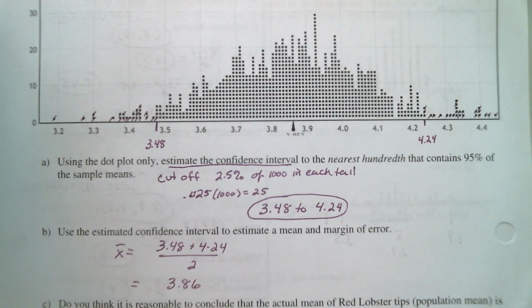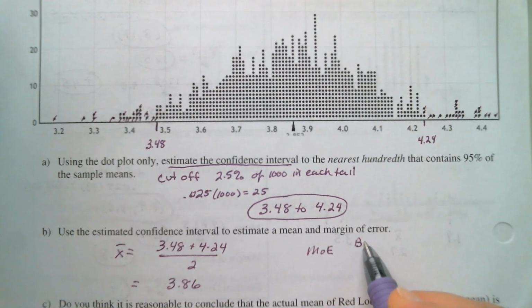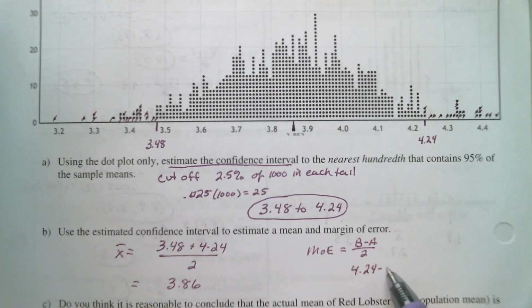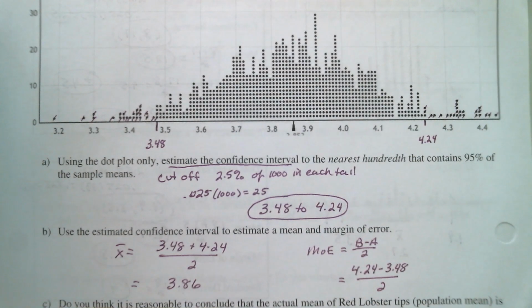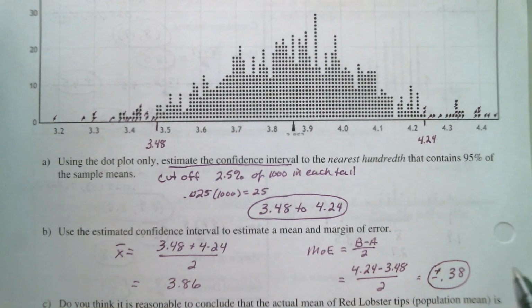The margin of error. Once you have your confidence interval and now you have your mean, you can simply take B minus your mean. That will give you the margin of error. Or you can always fall back on B minus A divided by 2. In this case, it would be 4.24 minus 3.48 divided by 2 into the calculator. 0.38. And let's not forget to add the plus or minus. Your margin of error is always plus or minus.